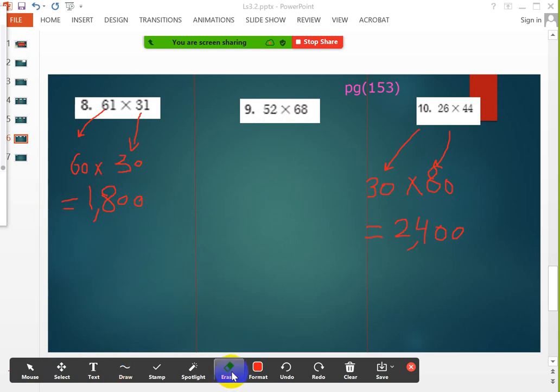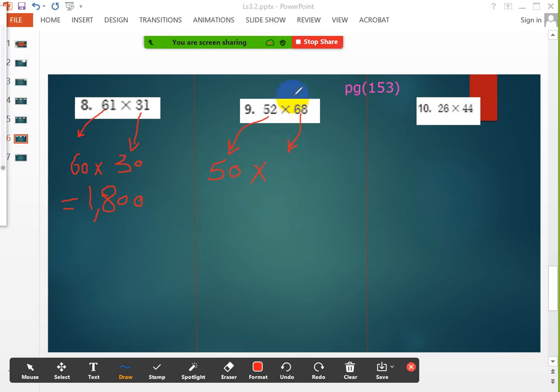Yes, dear Kinda. I want you to solve with me number 9. 52 multiply 68. I want you to round the numbers to the nearest 10. So 52, it will be what? 50. Very good. Before the tens, I have 2, less than 5. So I will keep the same number in the tens and the digit before it will be 0. What about 68, Kinda? It will be 70.